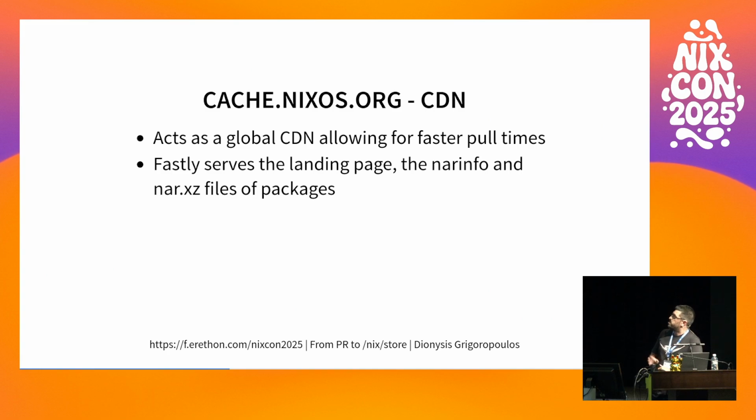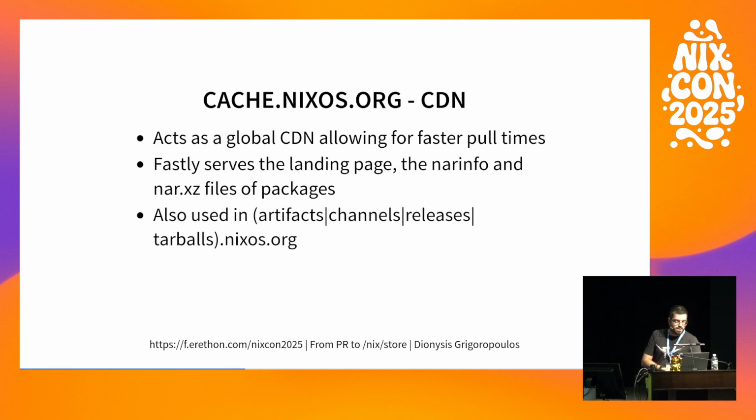We said that cache.nixos.org currently points to fastly.net, to a Fastly domain. Fastly is a company that provides CDN services, content delivery network services, and this is how we're using them. They have more than 80 points of presence in major cities around the world. So when we're doing a pull from cache.nixos.org, we're pulling from the server closest to our location. Fastly currently serves the landing page, the narinfo, and the compressed nar files of packages. And besides being used for cache.nixos.org, it's also used for the artifacts, for the channels, for the releases, and for the tarballs.